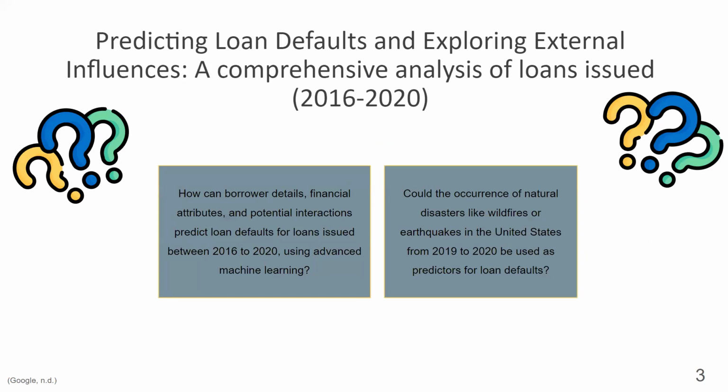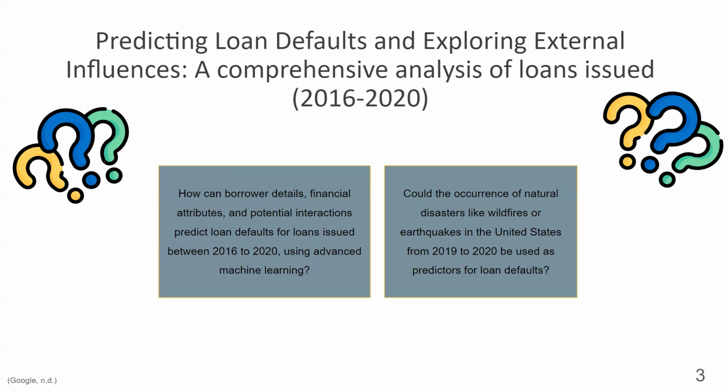The first question our research aims to answer is, how can borrower details, financial attributes, and potential interactions predict loan default for loans issued between 2016 to 2020 using advanced machine learning techniques? The second question our research aims to answer is, could the occurrence of natural disasters like wildfires or earthquakes, as witnessed in the United States from the period of 2016 to 2020, be used as predictors for loan defaults? These two questions will help us provide a roadmap and foundation to our study.